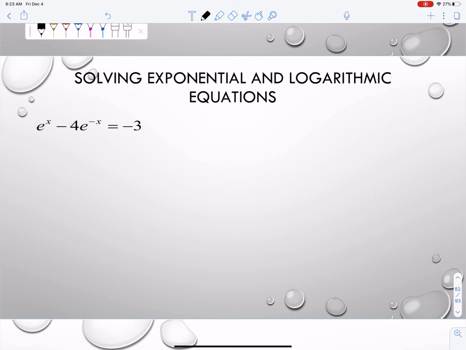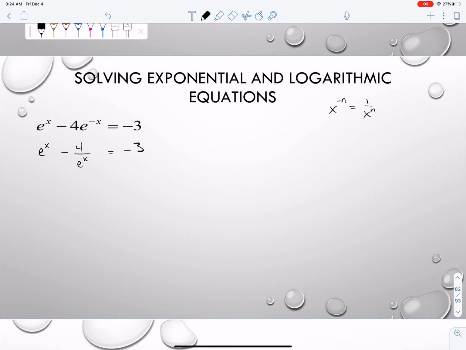I have e to the x minus 4e to the negative x equals -3. So I've got some negative exponents in here. Think about what a negative exponent does. Remember, if I have, say, x to the negative n, this is 1 over x to the n. So what I really have is e to the x minus 4 over e to the x equals -3.